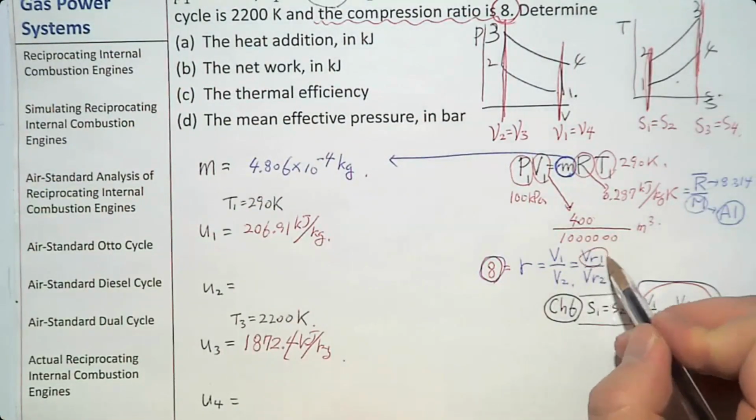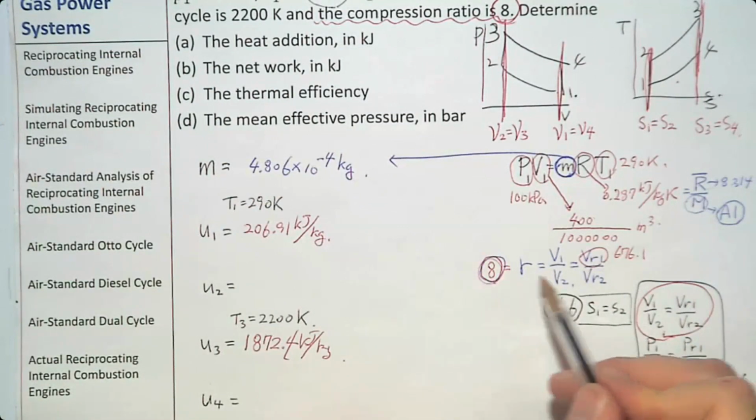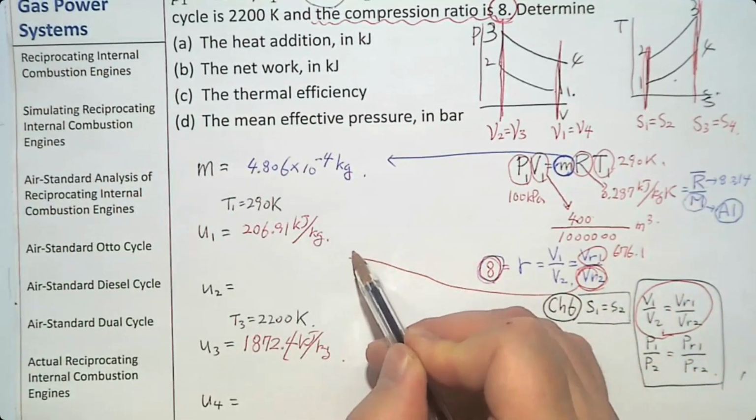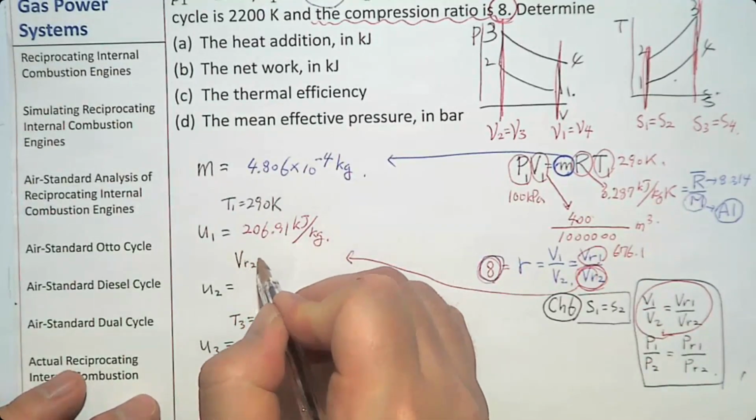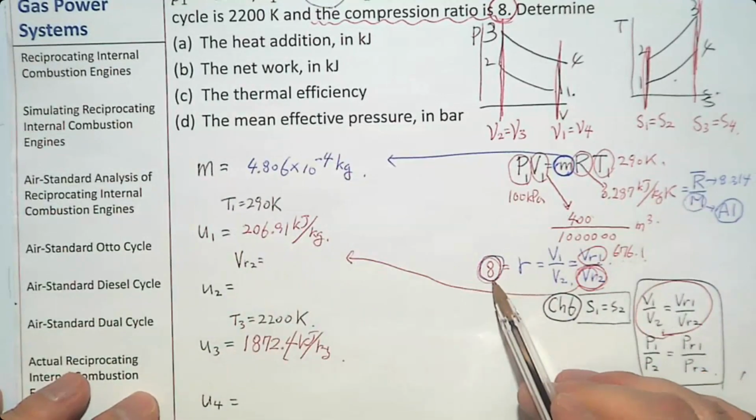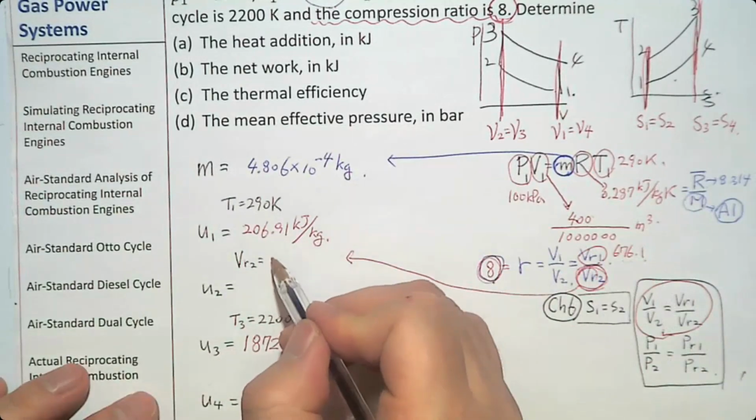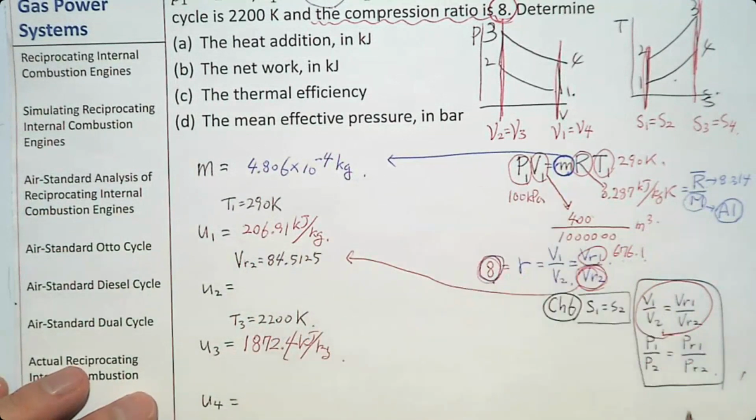So VR1 is what? 676.1. And this is 8. So can you determine VR2? Yeah, we can determine VR2. What is VR2? VR2 is going to be 676.1 divided by 8. That is 84.5125.